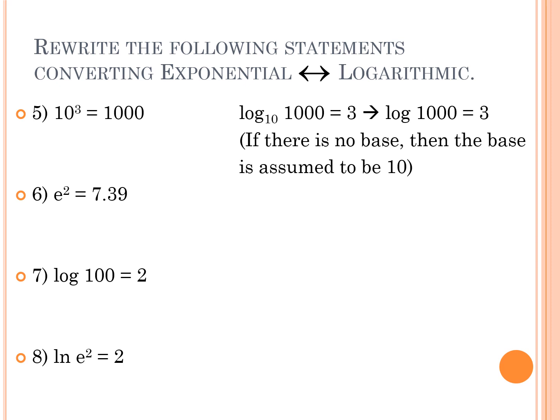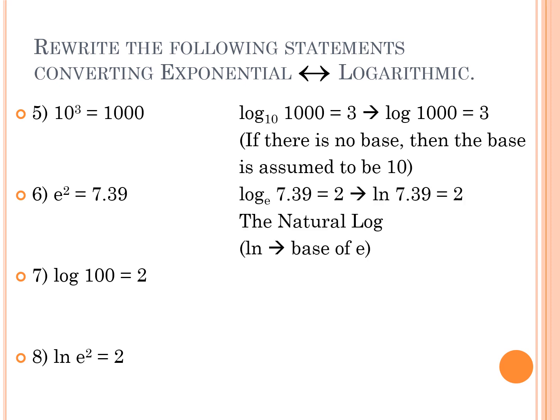But it does have a number of very specific characteristics that come up in calculus, and because it's so prominent, it actually gets its own special logarithm. So let's look at what this would look like if we wrote this in logarithmic form. So rather than writing log base e of 7.39 equals 2, what we write is ln.